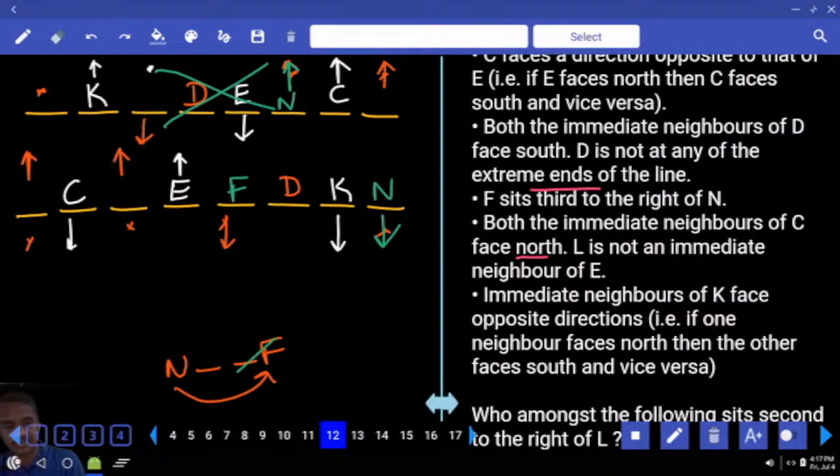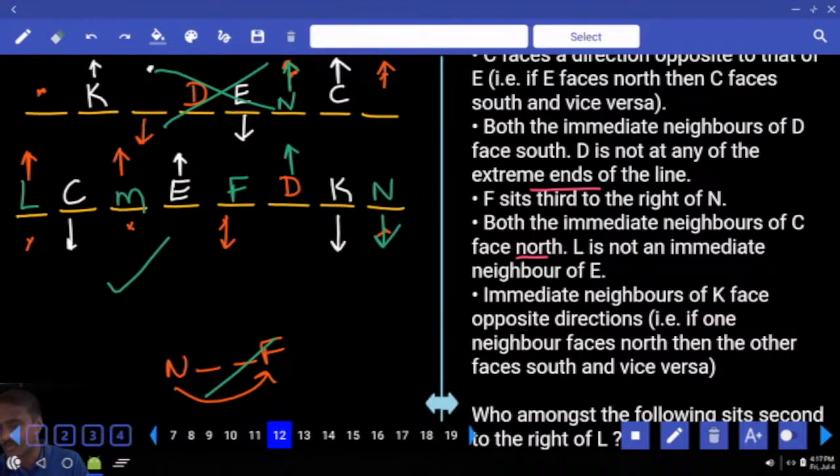F is seated south to the right of N. L is not an immediate neighbor of E, L is here. Then who is the person left over? M is the person. Opposite to each other. Now this is the final arrangement. Clear? Now this is for question numbers 12 to 16.